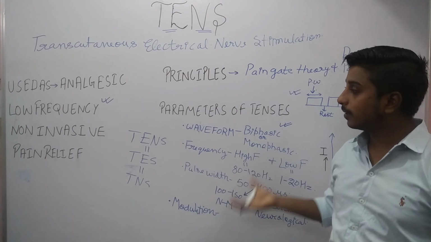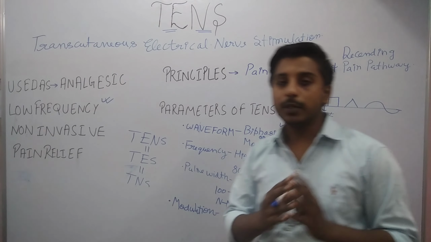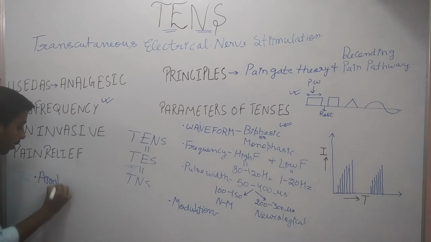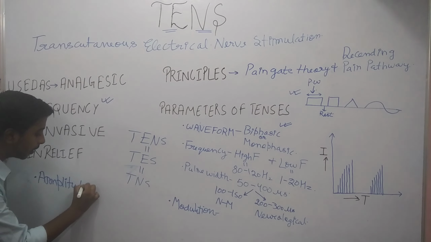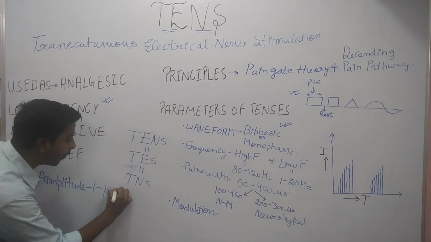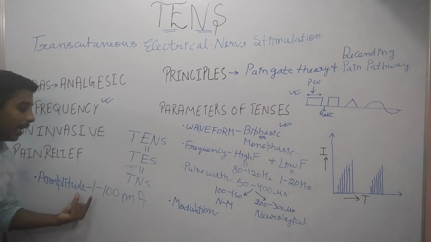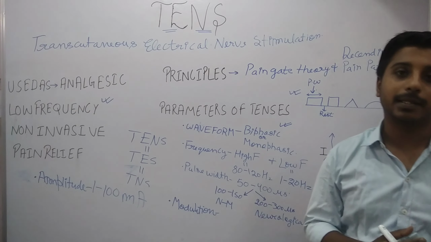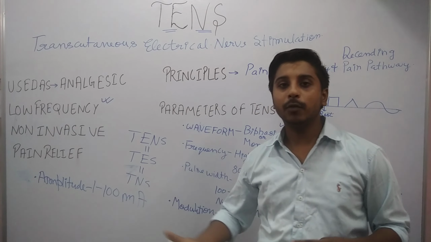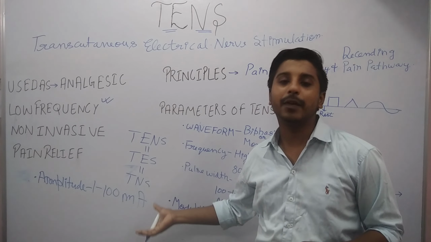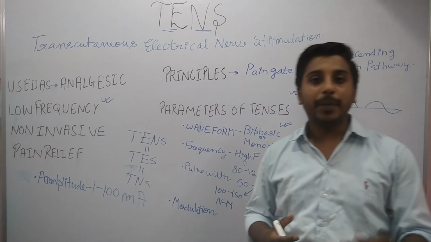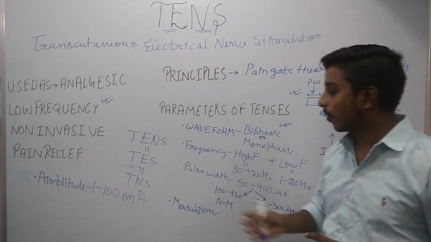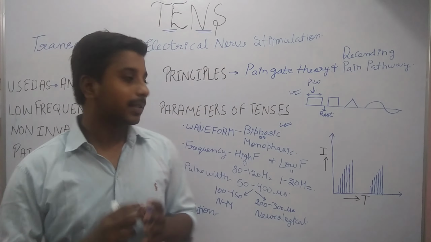There is another parameter of TENS which I will tell you now. It is amplitude. Amplitude usually ranges from 1 to 100 milliamperes. It is the intensity of current which is given to the patient through the TENS. More often, it does not depend much on this value, because it depends upon the patient's sensation, up to what value the patient is comfortable. So it depends upon perception of the sensation.